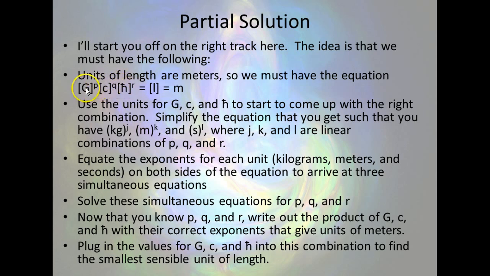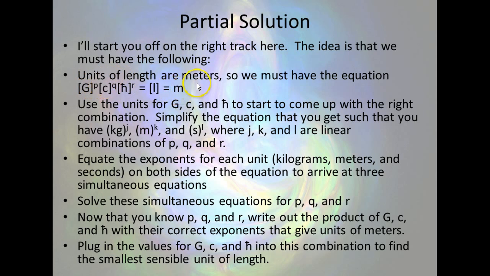So the point is, we're going to plug the units for big G in, which turn out to be meters cubed per kilogram second squared. That's the same thing as the Newton meter squared per kilogram squared that we just derived. And plug in the units for speed of light, which are meters per second. Plug in the units of h bar, which are kilogram meters squared per second. And we're going to raise them to these powers. And the point is that at the end, we should only have units of meters left over.